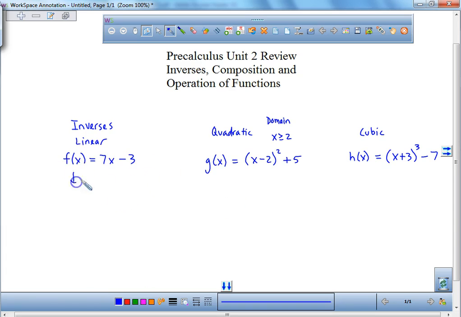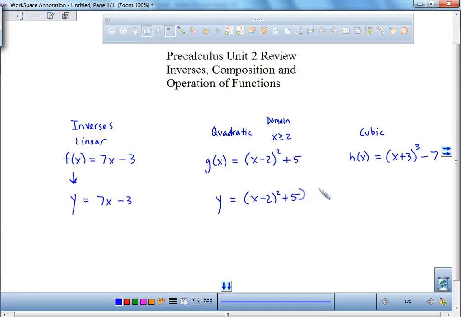All right, so we're going to start out with the linear inverse. So the first thing I like to do is f of x, I like to make y equals. So we put y equals 7x minus 3. On this one, I'm going to put y equals (x minus 2) squared plus 5. And over here, I'm going to put y equals (x plus 3) to the power of 3 minus 7. So all you're doing on each one of them is you're changing any of the function notations, whether it's f of x, g of x, or h of x, you're just changing all of them to y equals.